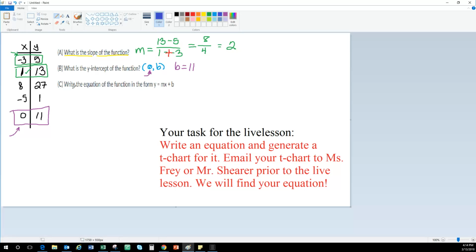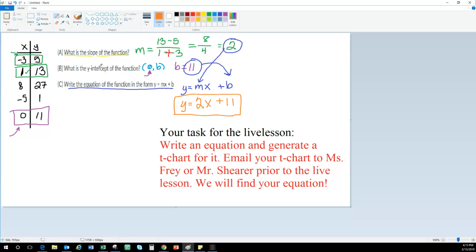And the last part of this, it says write the equation of the function in the form y equals mx plus b. And if we look, we just did a bunch of solving or finding of this stuff. So we have 2 is the slope, so that's going to go in there. 11 is the y-intercept, so that's going to go in there. And if I rewrite this now, I wind up with y equals 2x plus 11. And there's the equation.